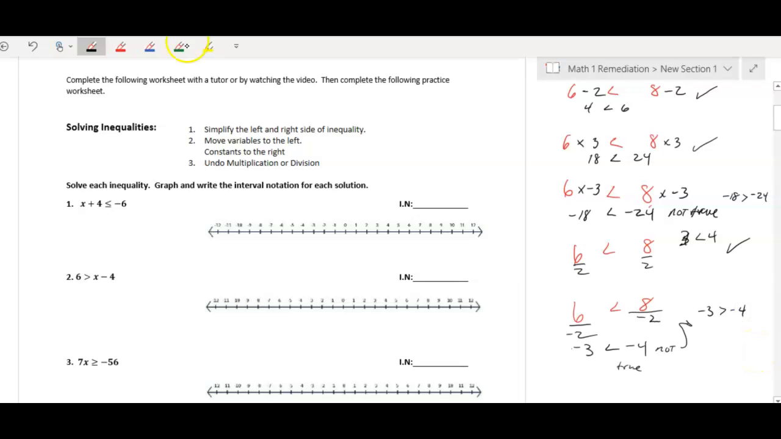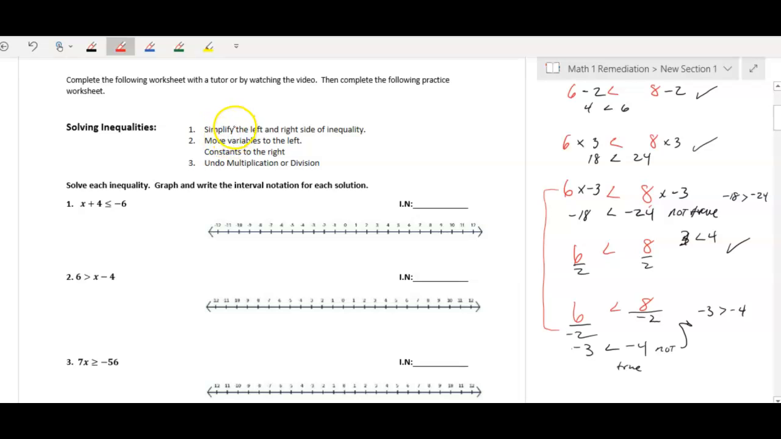Yes. So what you have to understand here is, if I multiply both sides by a negative or divide by a negative, I must flip the inequality sign. Which brings us to how do we solve inequalities?